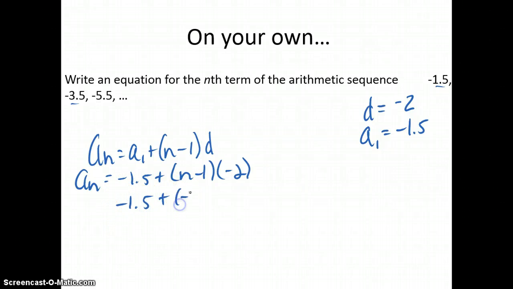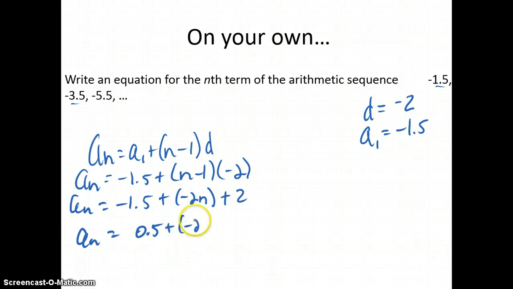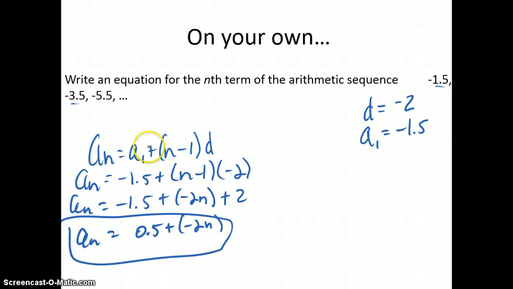So again, we want to simplify this. We get plus negative 2n plus 2, and when we further simplify it, we end up with 0.5 plus negative 2n, or minus 2n. I'm also good with that. And you can double check that by plugging in certain positions.